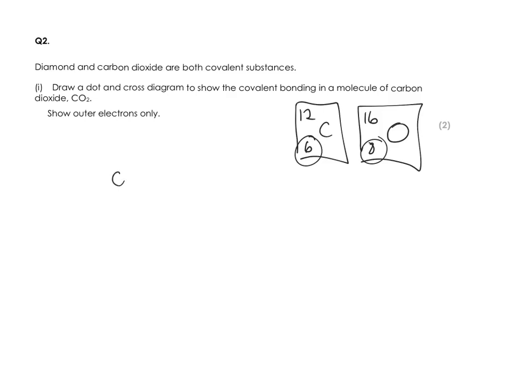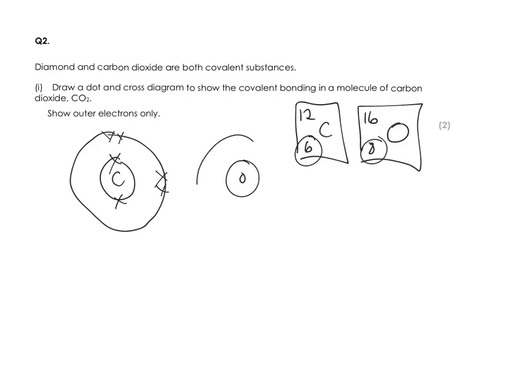So we'll draw carbon out first. That has 1, 2, 3, 4, 5, 6 electrons, and oxygen has 8: 1, 2, 3, 4, 5, 6, 7, 8. So carbon needs 4 more electrons. It's got space here and here for 4 more, and oxygen needs 2 more. So the first thing to do here is to draw carbon dioxide out and put carbon in the middle.